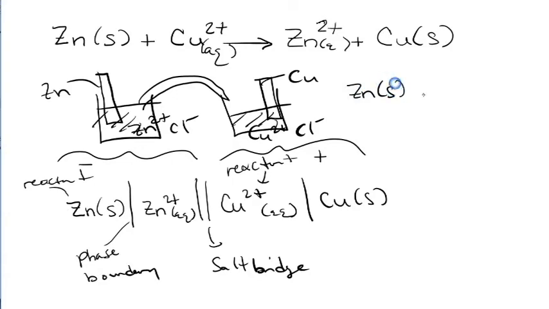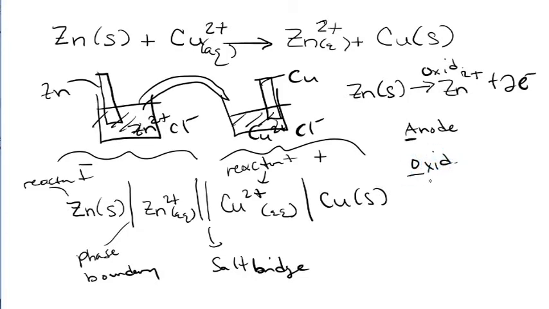Zinc solid yields zinc ion and 2 electrons, because remember it gets oxidized. Now another way to remember oxidation and anode is that anode starts with an A, and A is a vowel, and so does oxidation. Oxidation starts with an O, which is a vowel. So they're both vowels, so anode is oxidation. Cathode is reduction. Those both start with consonants. So the cathode is the reduction half reaction.